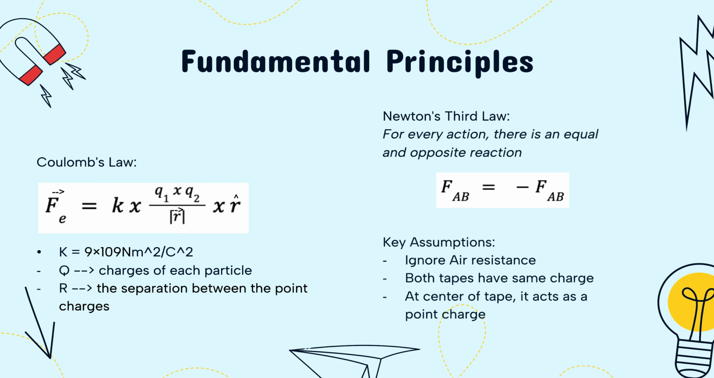For the fundamental principles, we first have Coulomb's law, which states that the force of electricity equals Coulomb's constant K, which is shown below, times Q, the charges of each particle multiplied by each other, divided by R, the distance between the centers of the two charges, times R hat. We also have Newton's third law, which states for every action there is an equal and opposite reaction, which is why we have FAB equals negative FBA.